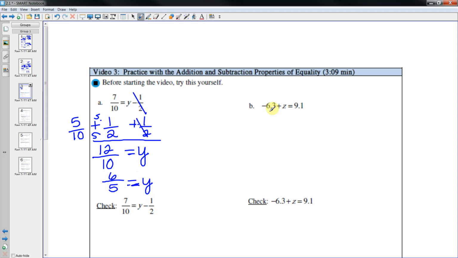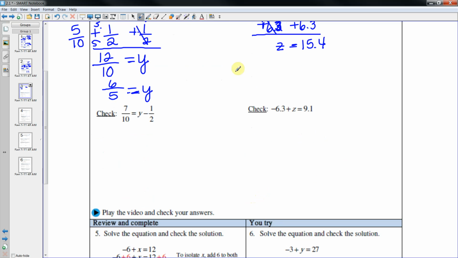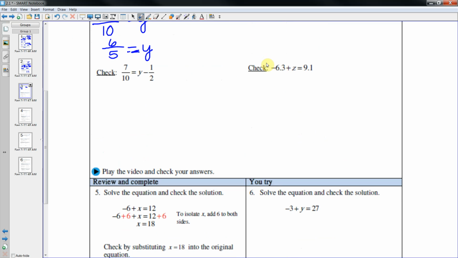Same thing works if we're going to do decimals. If I've got negative 6.3 plus z equals 9.1, I'm working with the side of the z. It's a negative 6.3. The opposite would be positive 6.3. So I'm going to add 6.3 to both sides. Those cancel, so z equals 9.1 plus 6.3, which is 15.4. Now, you can come down here and check those. I'm not going to go through the work of checking them, but you can put in the values that we got and double check to make sure we got the right answers.